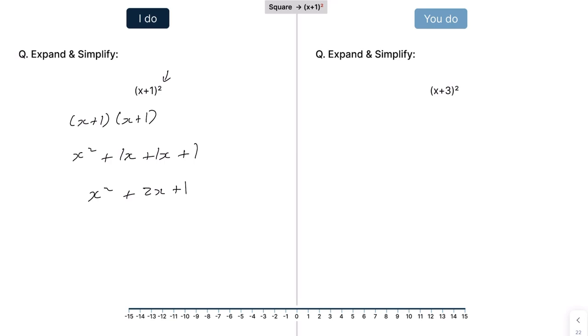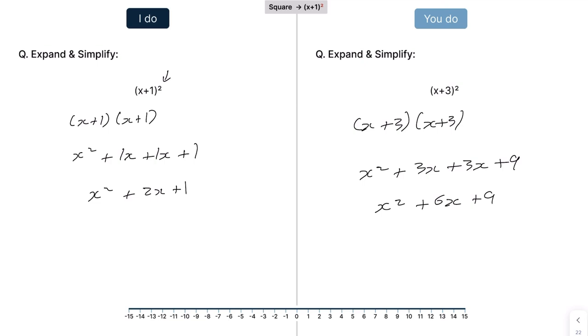Hopefully you've had a go at this one. So that's, again, you're going to write that out. Make sure you write it out like this and then expand it. So that's x squared plus 3x plus 3x plus 9. And that's x squared plus 6x plus 9.